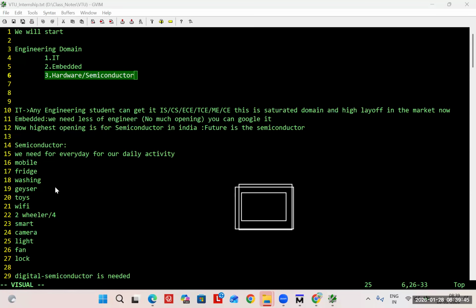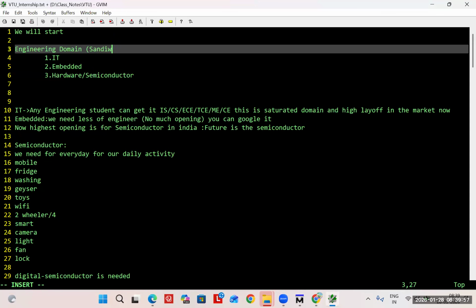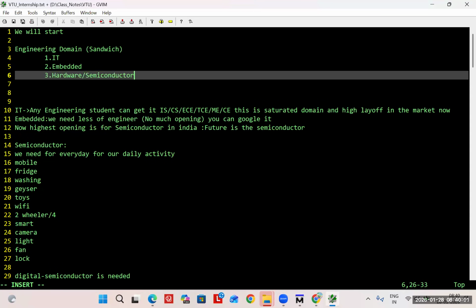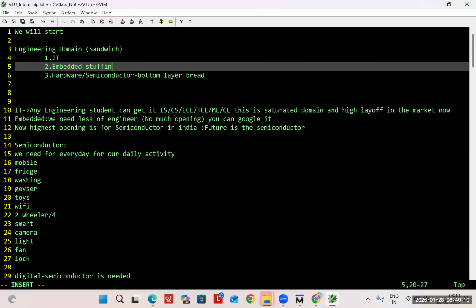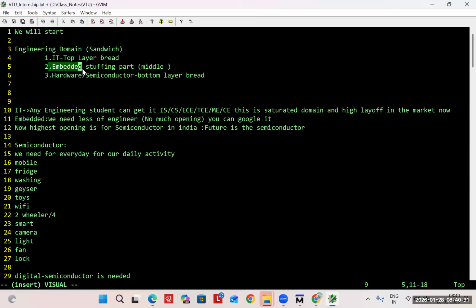So for a sandwich you need three layers, and for our engineering also we need three layers. Think of the bottom layer of bread, the stuffing in the middle, and the top layer of bread. For an entire engineering stream, I need three layers: IT layer, embedded layer, and hardware layer. The hardware is the one which will do everything.